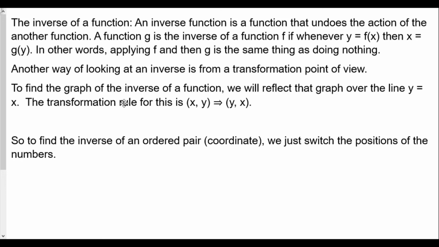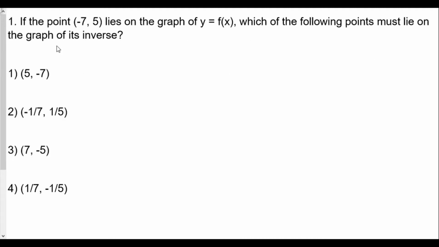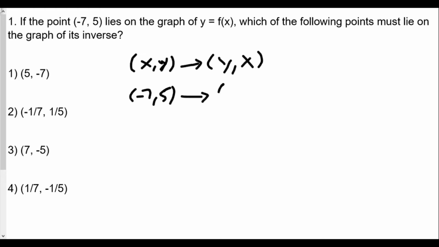So let's talk about how this helps us with the first question. If the point -7, 5 lies on the graph of f of x, it must be on the inverse. Must lie on, well, we said x comma y for the inverse will become y comma x. So -7, 5 will become 5, -7. They just switch places. Therefore, the point that will be on the graph of the inverse will be choice 1, 5, -7.